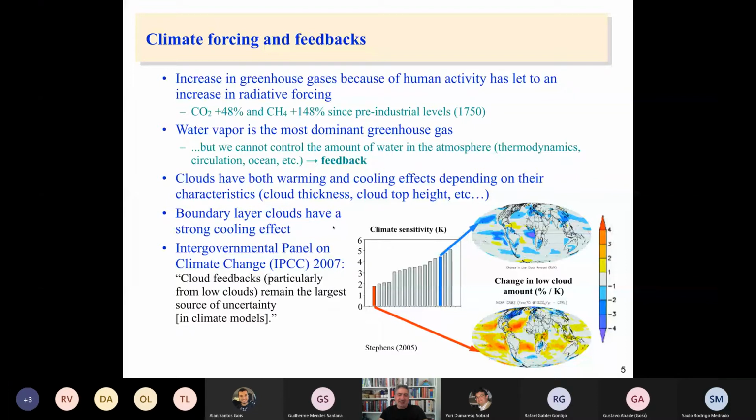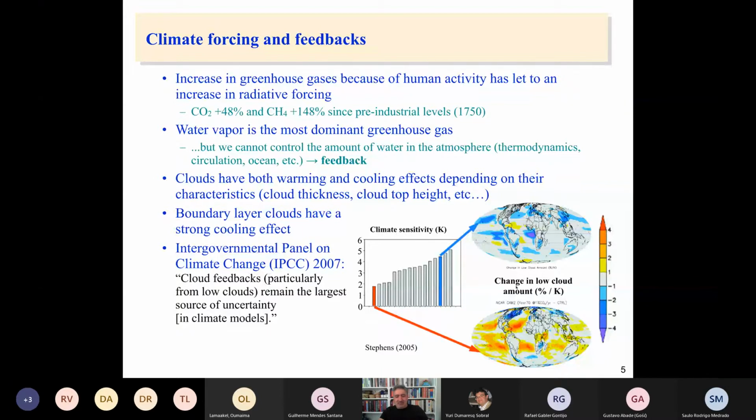You do one run at nominal conditions with present-day carbon dioxide levels, and then you double the carbon dioxide in the atmosphere and run your climate model again, and then you figure out how much the temperature changes in the atmosphere, actually on the surface. This difference in temperature between these two runs, nominal and double carbon dioxide, is called climate sensitivity.